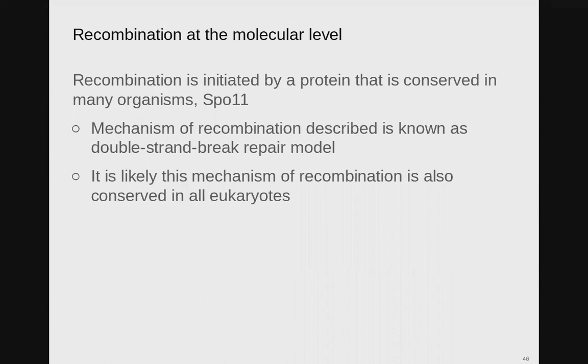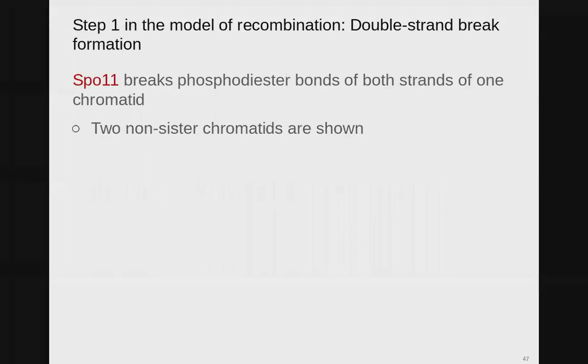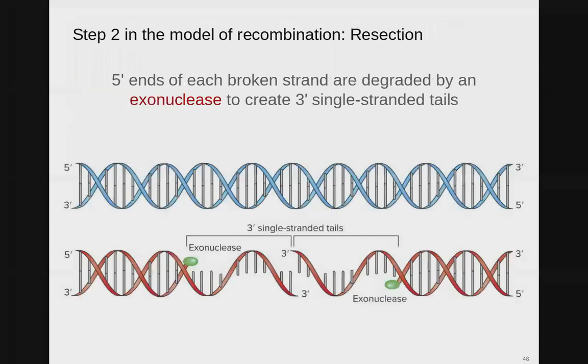And so we can describe recombination as what we call the double-strand break repair model. So let's talk about this model, how recombination occurs, going slightly more in depth than we did in a previous class. So step one tells us SPO11 breaks phosphodiester bonds. So it acts essentially like scissors, which is why it's shown as scissors here. And we have two non-sister chromatids here. So that's the first aspect that SPO11 catalyzes.